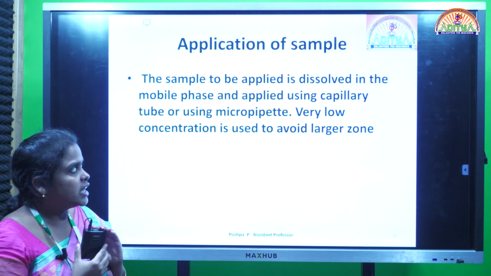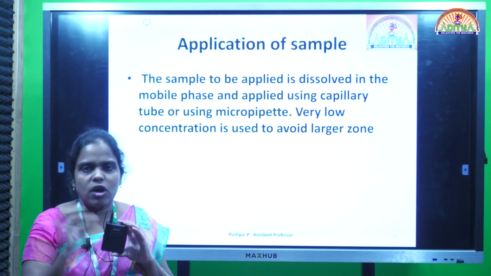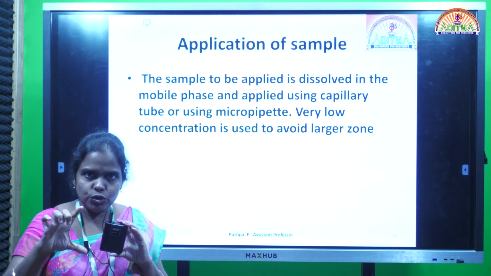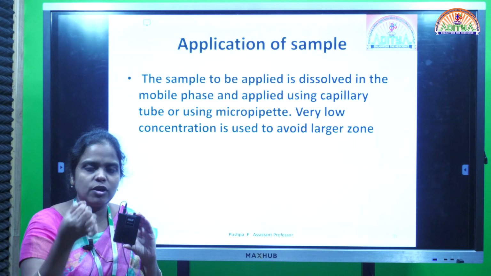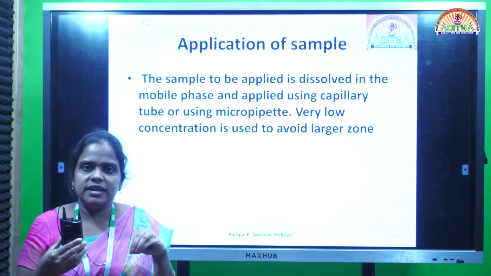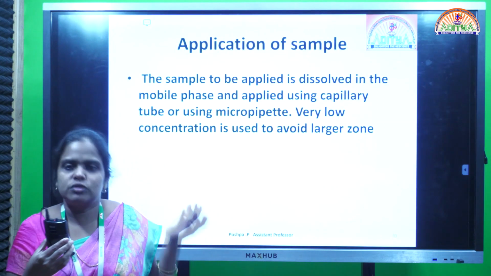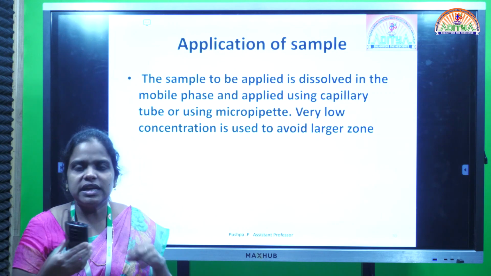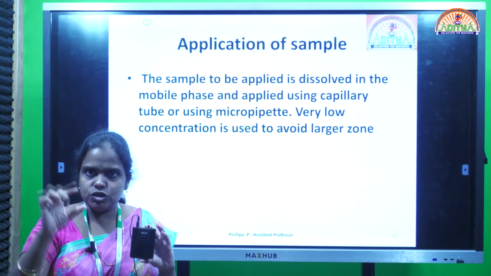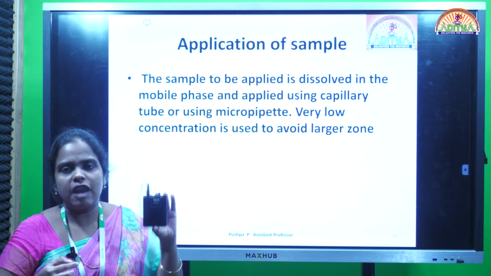First of all, we take the sample, and if it is solid or liquid, we add solvent or mobile phase to it. Then by using a capillary tube, we apply the sample on the paper. That means first we take a beaker, add the sample, dilute it with another solvent or mostly the mobile phase, and mix it. From that mixture, using the capillary tube, we spot the sample solution on the paper we have taken.